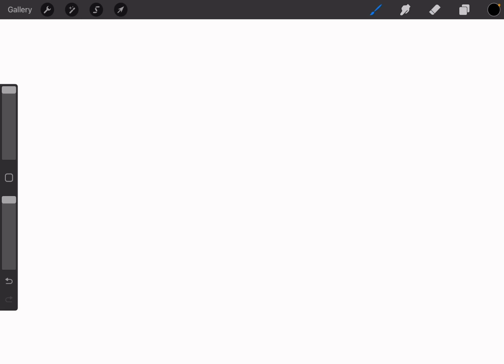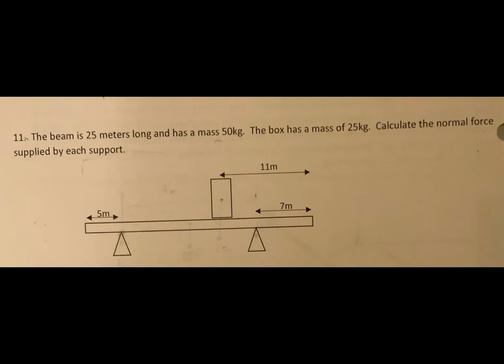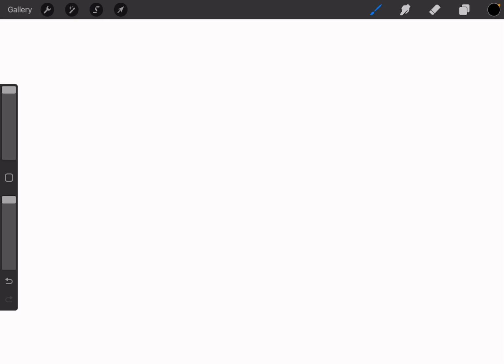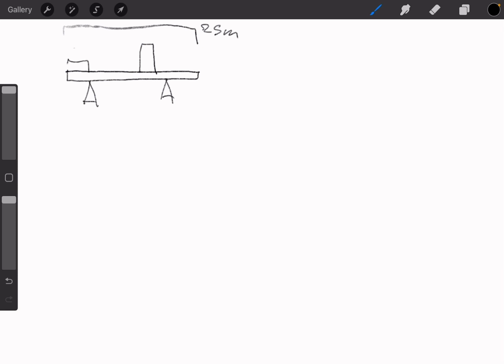Okay, so I'm going to put this picture up on the screen for a moment, and I'm going to have to eventually draw it here. So we've got this giant beam, and we have a triangle here, and we have a rectangle around here. So we know the whole entire beam is 25 meters long. And we know that this distance is 5 meters, and we know that this distance is 7 meters, and we know that this distance is 11 meters.